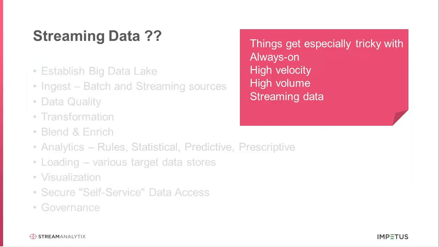I think I skipped. So when it comes to streaming data, things get even more interesting because data is coming in always on. Your system is always on. Your pipeline is always on. It's high velocity, high volume streaming data coming in. Imagine doing data quality checks at that speed, at that volume, doing transformations, blending, enrichment. So you're obviously talking about a different grade of technologies than the legacy regular batch-based systems.